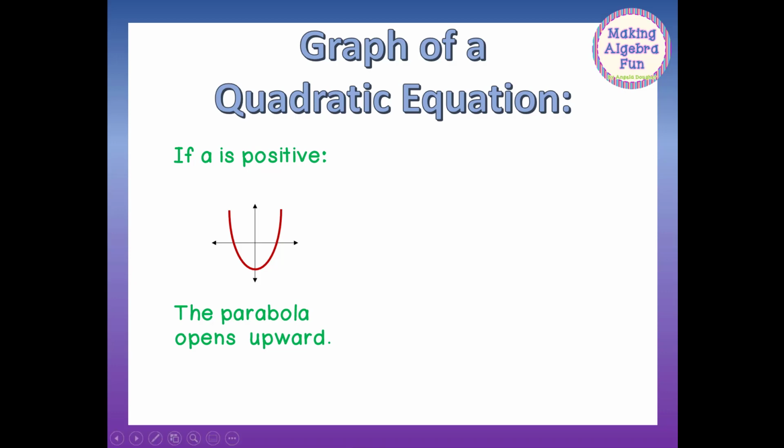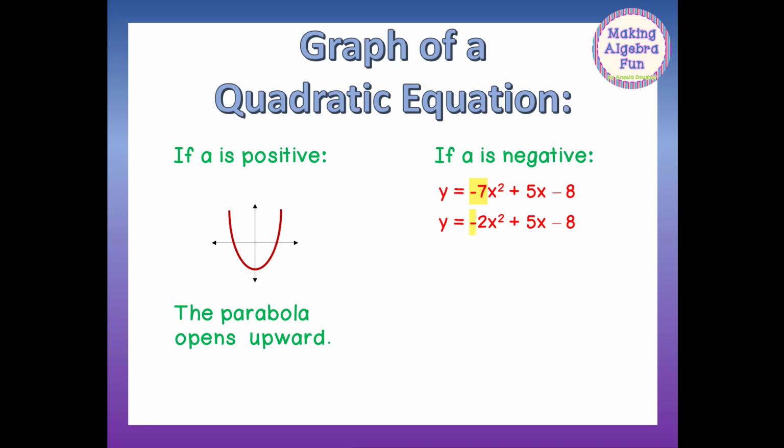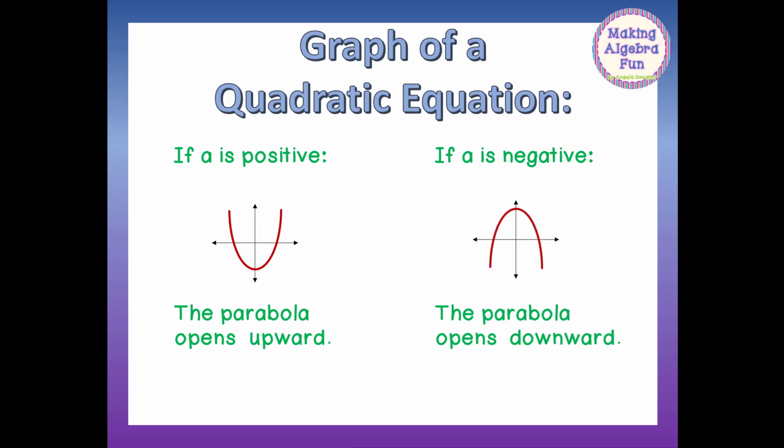The opposite is true if a is negative. So let me show you some examples of what that will look like. In this example, your a value is negative 7. Here, your a value is negative 2. And here, your a value is an understood negative 1. So a quadratic equation with a negative a value will produce a parabola that opens downward. And there's an example.